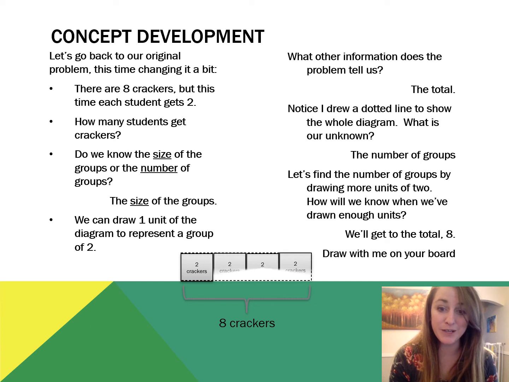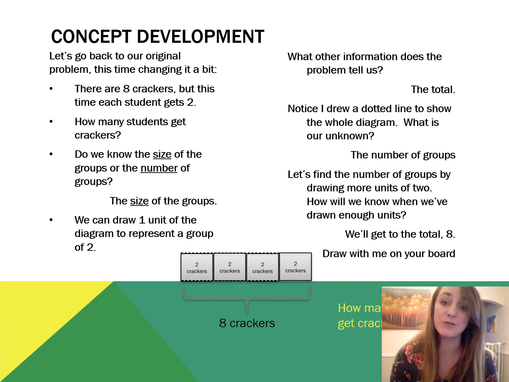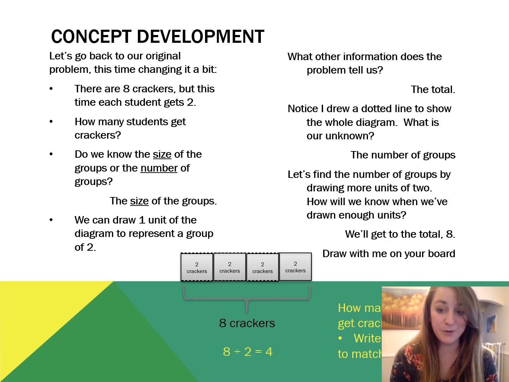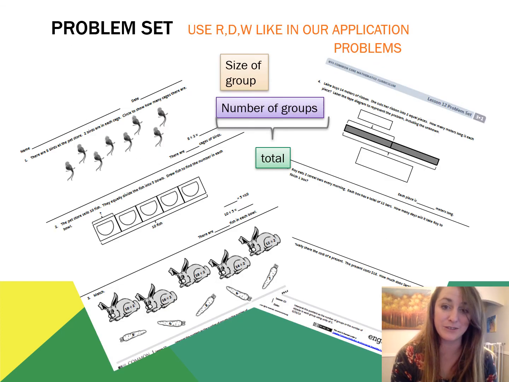Draw with me on your board. 2, 4, 6, 8. How many groups did it take? It took 4 groups. Let's write a multiplication sentence to match our tape diagram, or a division sentence. 8 divided by 2 equals 4. I could have thought of 2 times 4 equals 8 as well, or 4 times 2.